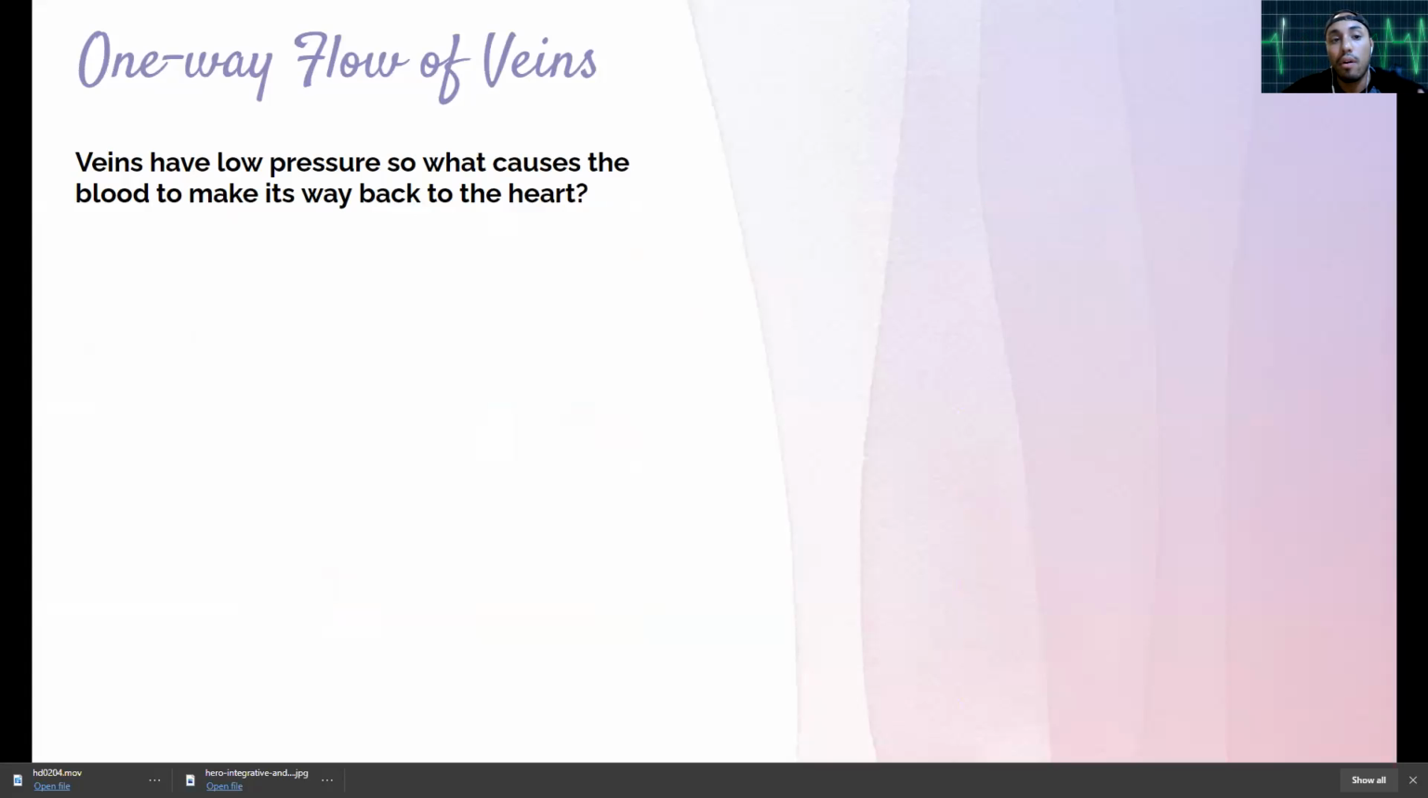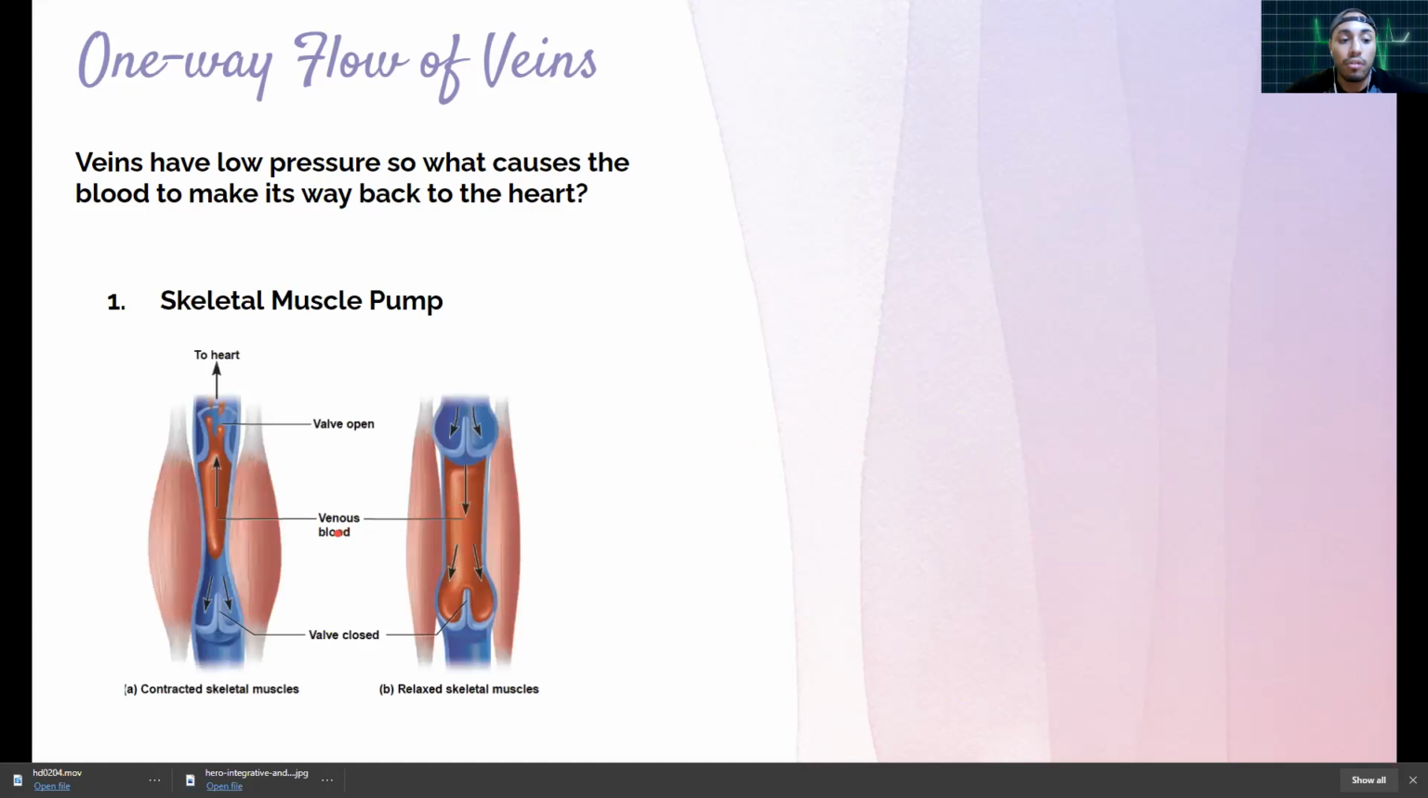All right. One-way flow of the veins, because veins do eventually have the lowest pressure in the body before making their way to the vena cava and then back to the heart. What is preventing the blood flow from going backwards? It's going to be those valves that we mentioned. So the valves throughout the cardiovascular system or the circulatory system are going to be preventing that flow. When you're walking, running, or doing some kind of physical activity, the blood is being pumped through the vessels between your muscles, and it's basically forcing that blood to go forward to the rest of your body.